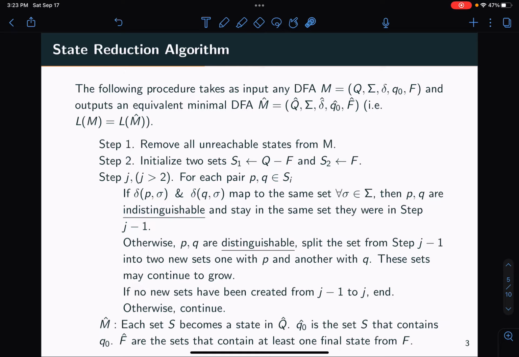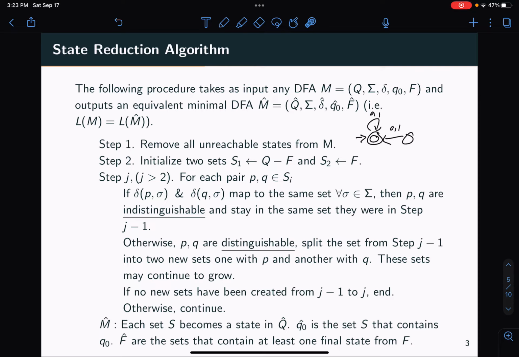Well, you start with some machine M, and the first thing that you do is you're going to remove all unreachable states. So for example, if I have a machine like this, and I have another state like this, clearly this state is unreachable. It's unreachable in the sense that there is no string that you can read where you start at Q0 and you get to that state. No string permits a walk starting from Q0 to that state.